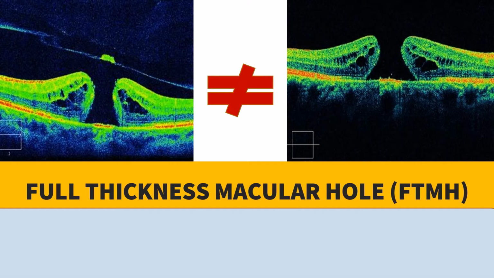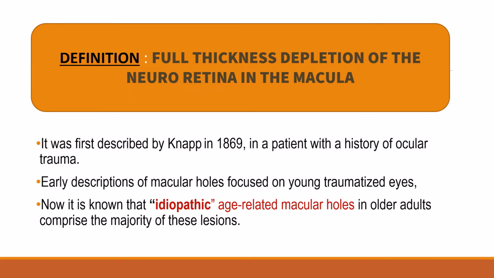Today we are studying the salient important features of a full thickness macular hole. So what is meant by full thickness macular hole? The macular hole, as the name suggests, is a full thickness defect or depletion in the area of retina, specifically in the macula. That's why it's called a macular hole, right? Now, the important point to notice here is the full thickness defect occurring in the area of macula.